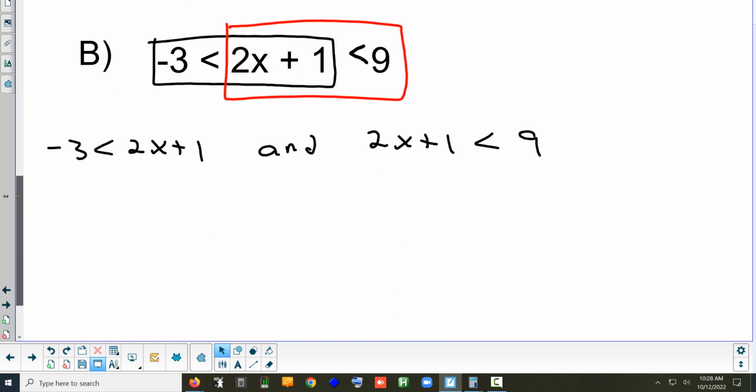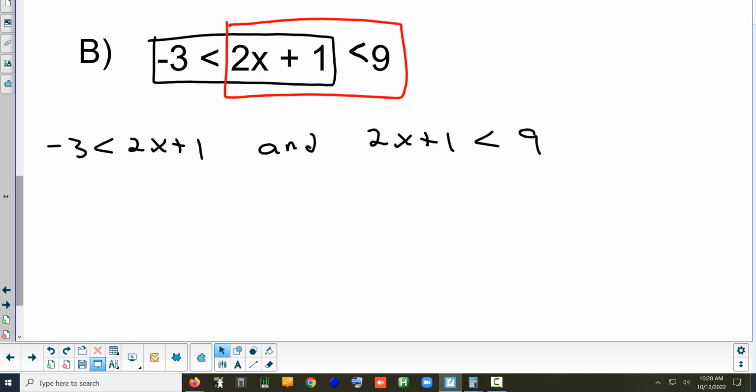All right, and let's just solve it. Start with the one on the left. Finnegan, tell me my first step to solve the one on the left. Subtracting 1. Yep. In fact, that's also going to be the first step on the right. Whenever you take a problem like this and split it, it ends up being the exact same steps. So subtract 1 from both sides.